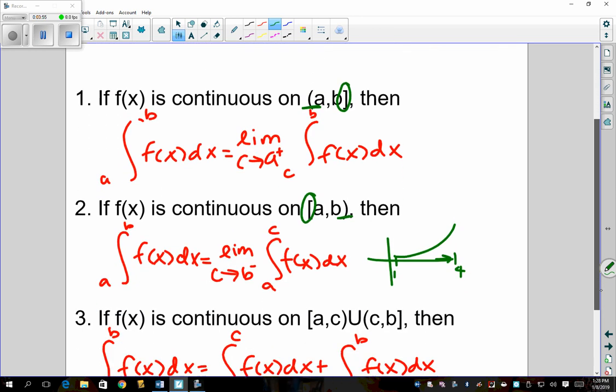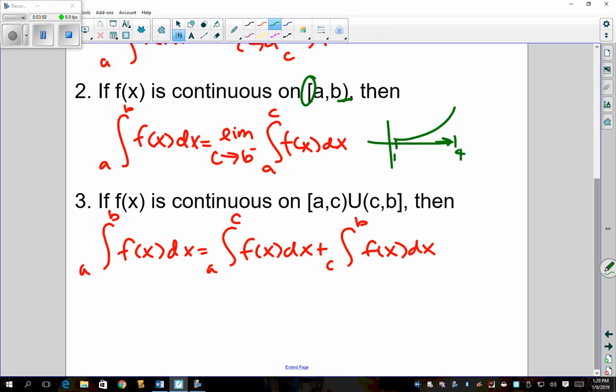And then the last one, very similar to the ones before, where we have to split it up. So our discontinuity occurs at c, so I have to split it up into a to c, and then c to b. And then again, I have to use these limits because my discontinuity occurs at c. So we have to split it up, and then we have to include our limits in that one, just like when we had positive and negative infinity, I had to split it up.